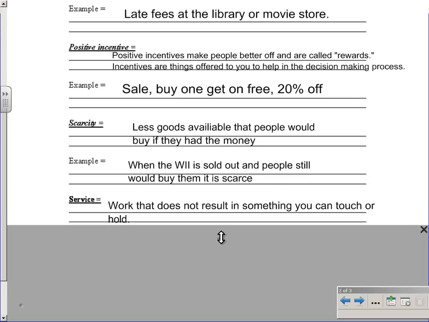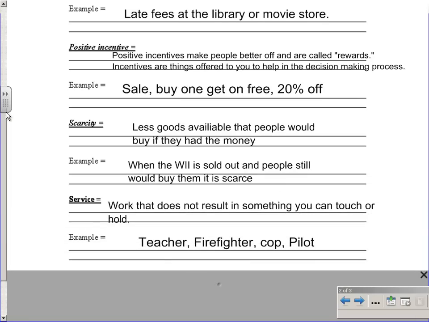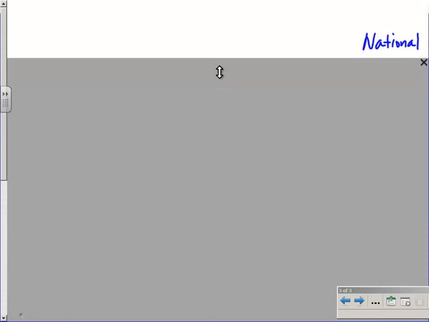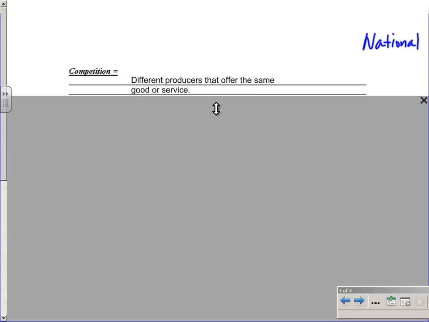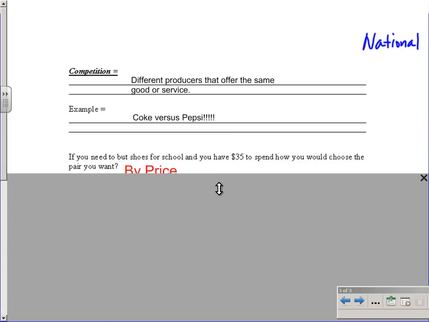Service: work that does not result in something you can touch or hold. Teacher, firefighter, cop, pilot. Alright, now one or two more definitions. We have competition, which is different producers that offer the same good or service. Again, Coke versus Pepsi. And then some of the questions.